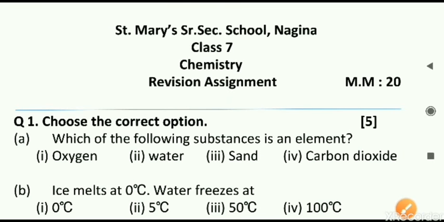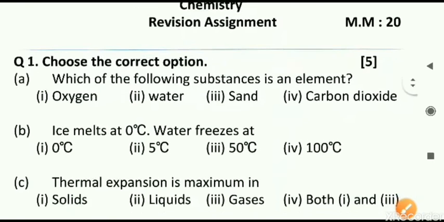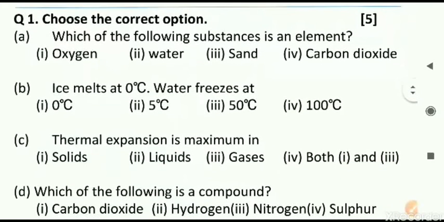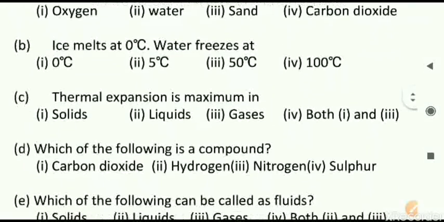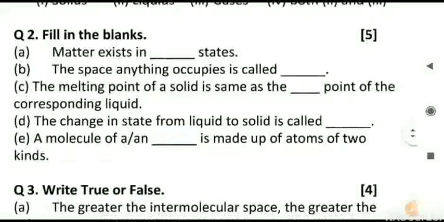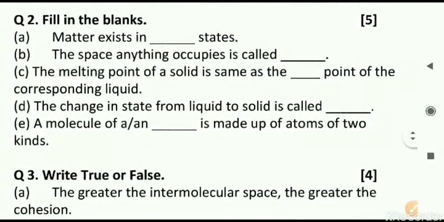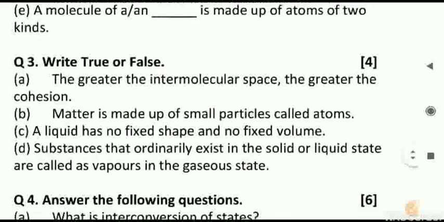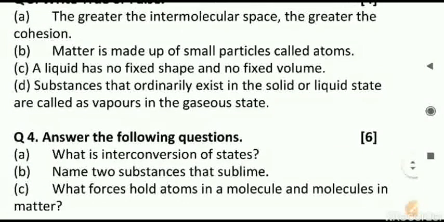So here is the revision assignment. You can see the questions here. It is total 20 marks. First is choose the correct options. These 5 questions are there. Find out the correct answer. Next is fill in the blanks. 5 parts for this as well. Next is true and false. And last one, we have some short questions. Answer the following questions. Take a note of these questions and try to solve. Be honest with yourself and do whatever you remember.